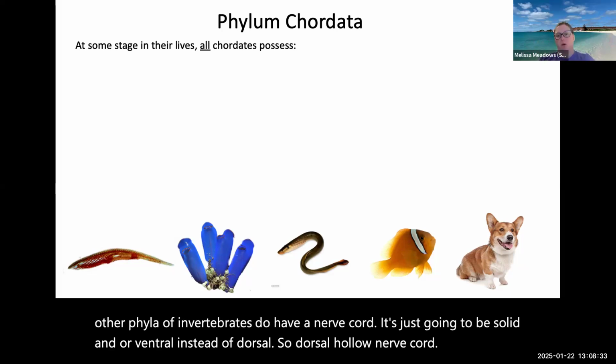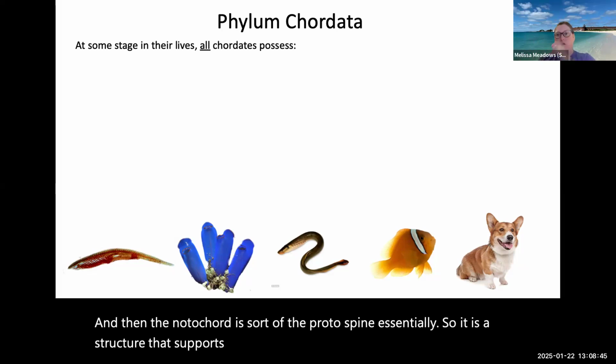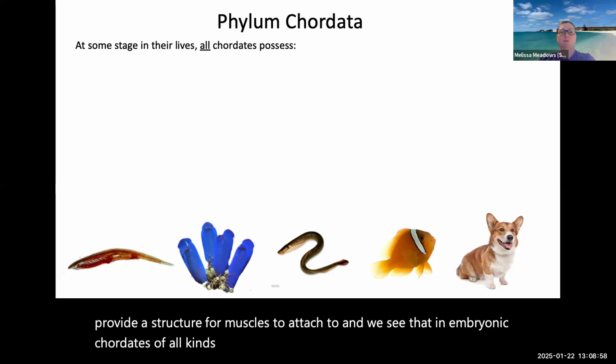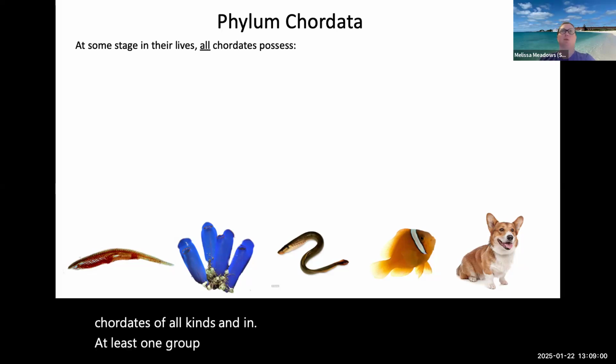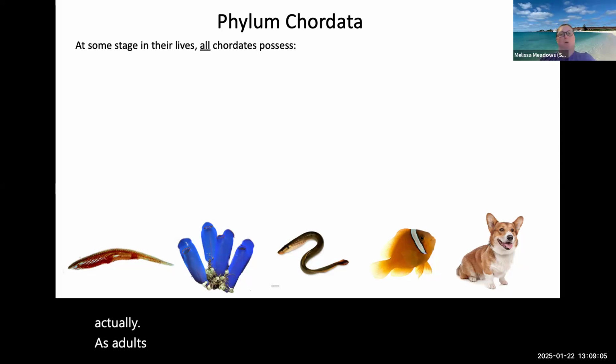And then the notochord is sort of the proto spine, essentially. It is a structure that supports that dorsal hollow nerve cord and also provides a structure for muscles to attach to. And we see that in embryonic chordates of all kinds, and in a couple groups of chordates, as adults too. All right, so good. So that's two of them.